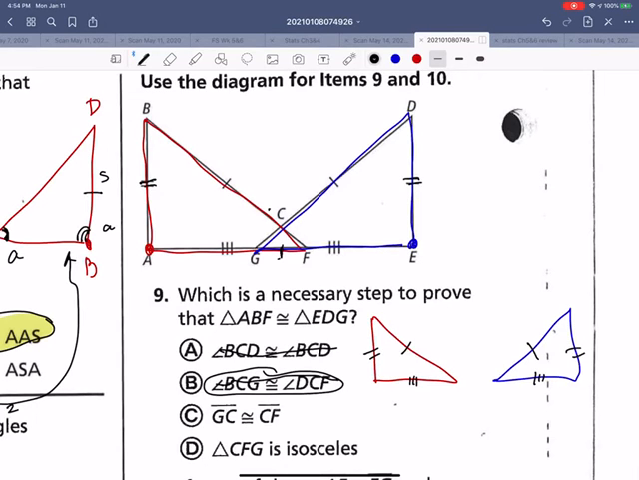So maybe I need to prove that this angle is equal to this angle. Just kind of looking at, yeah, I don't like this question. Yeah, I might need this length equal to that length. I might need that. So I'm gonna say C is my best answer. I'm still saying I don't like this question.